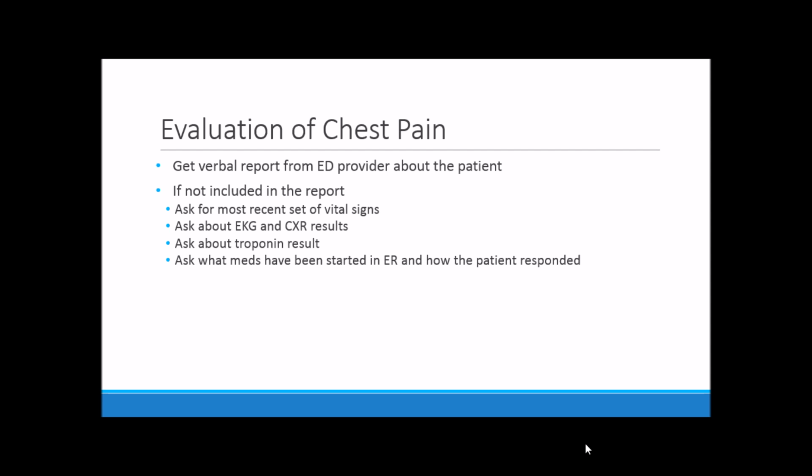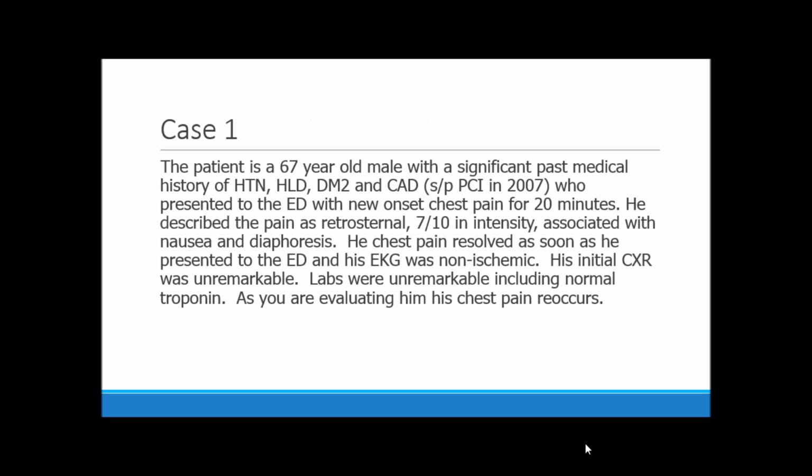And if they didn't tell you, you want to know recent set of vitals, EKG, chest x-ray, troponin, and maybe what meds have been started and how the patient responded. So, specifically, are they having chest pain? All right, then you go, and the patient is a 67-year-old male with a significant past medical history of hypertension, hyperlipidemia, type 2 diabetes, coronary artery disease, who presented to the ED with new onset chest pain for 20 minutes. He described the pain as retrosternal, 7 out of 10 in intensity, associated with nausea and diaphoresis.